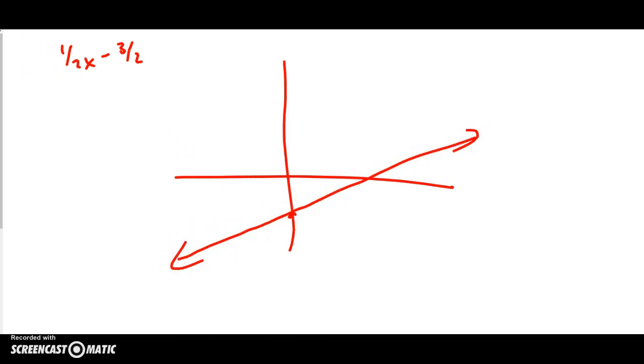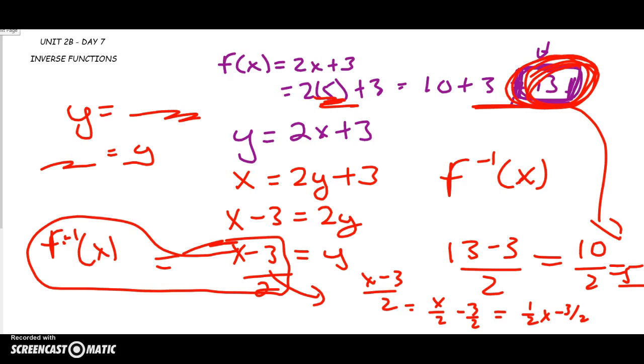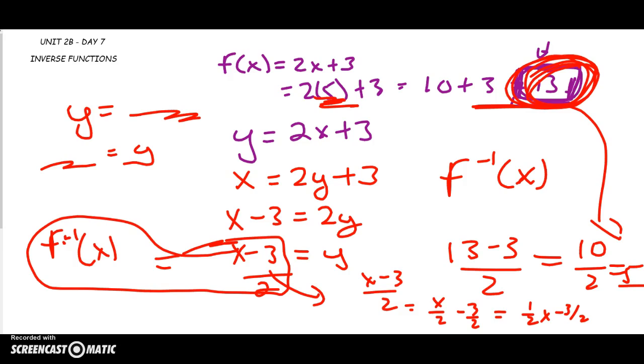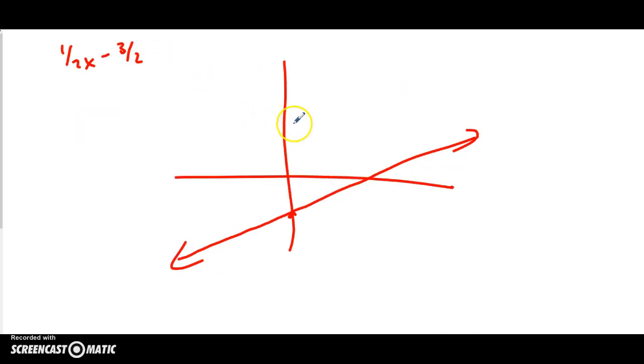And my first line was what? 2x plus 3. So this will be hard to see actually here. But 2x plus 3, and I had a slope of 2. So I had 2x plus 3. Yeah, so 2x plus 3. So I go up to 3, and I had a slope of 2. So it looks something like this.